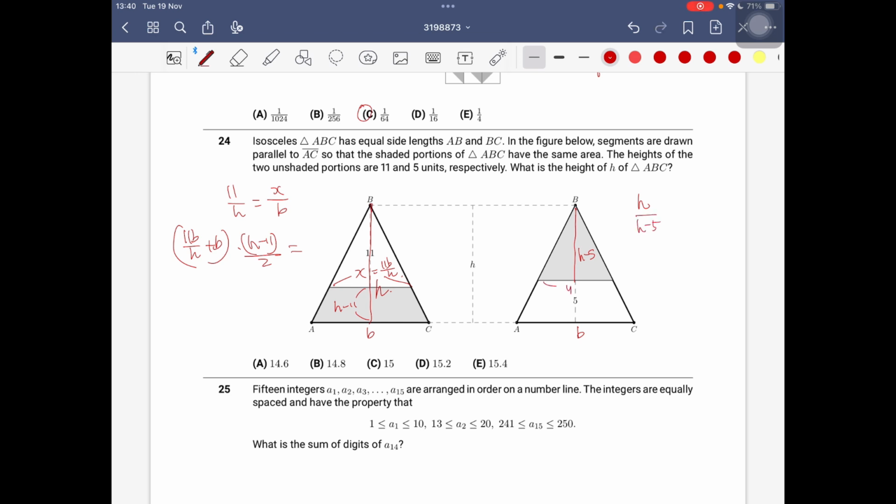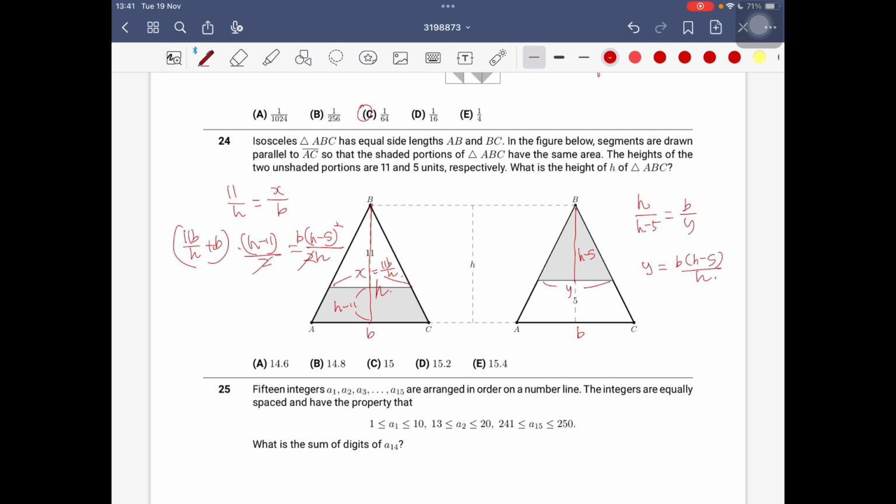So here again, y, b to y. 11 to x, h to b, h minus 5 to y. So y is b times (h minus 5) over h. So this one, (h minus 5) b over h times (h minus 5) over 2.